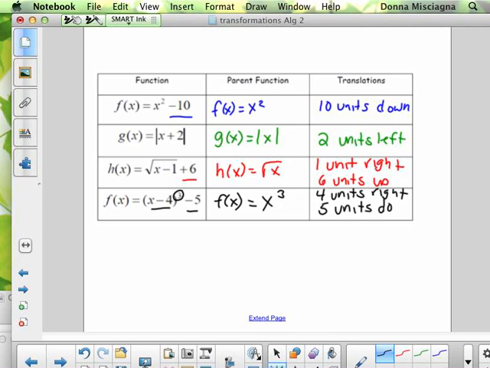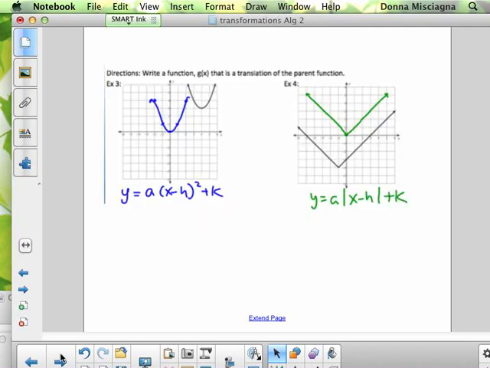So just remember, if it's added to x, it's right and left. X plus, that's left. X minus, that's right. If it's added to the whole function, notice it's not in the absolute value bars, it's not in the x squared, it's not in parentheses, then it's up and down. Positive, it's up. Negative, it's down.